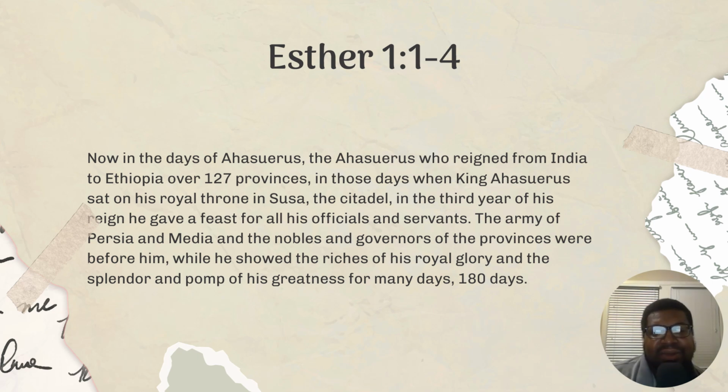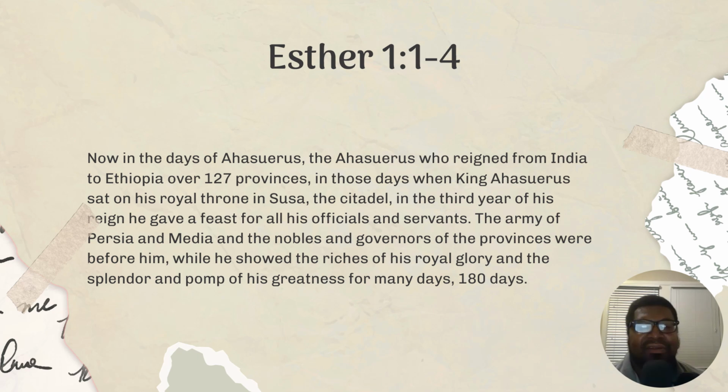than eating. But either way, it's some sort of feast, but you're not given any description beyond that. And then it says the army of Persia and Media and the nobles and governors of the provinces were before him. So you can assume, okay, if there's 127 provinces, there's going to be 127 nobles and governors, people who are ruling these provinces, but it doesn't specify once again. While he showed the riches of his royal glory and the splendor and pomp of his greatness for many days.